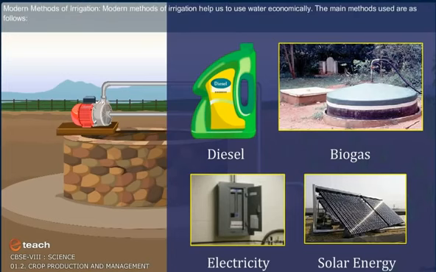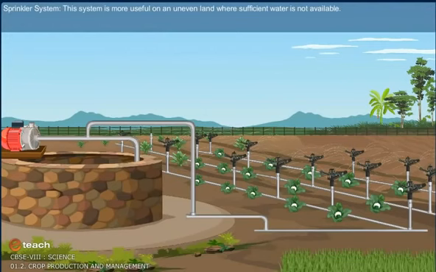Modern methods of irrigation. Modern methods of irrigation help us to use water economically. The main methods used are as follows. Sprinkler system. This system is more useful on uneven land where sufficient water is not available.